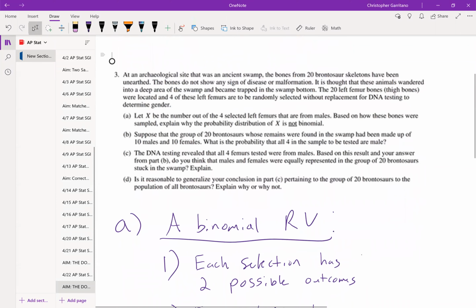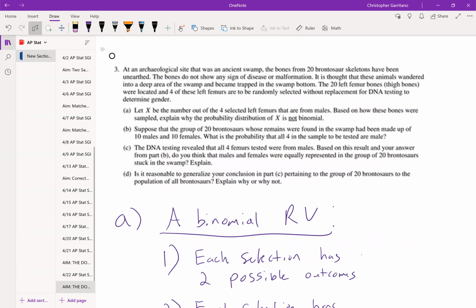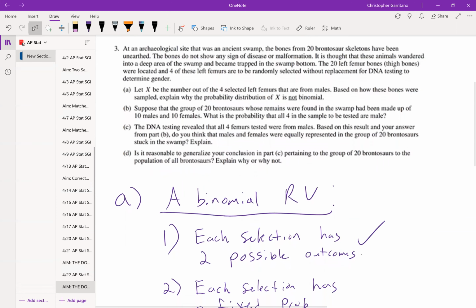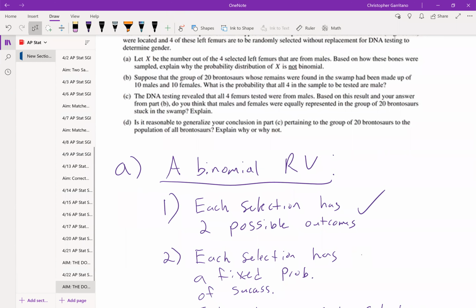So remember, a binomial random variable has basically 3 necessities, 3 conditions. Each selection has to have 2 possible outcomes. And in this case, each selection does have 2 possible outcomes. Either the femur will be from a male or a female. So far so good on the binomial front. Moving forward, each selection has a fixed probability of success. Well, if you think about the probability of a femur being a male or female in a vacuum, like the probability that a brontosaur was a male or a female, I think it's reasonable to assume that there's a 50-50 probability in the overall population I'm speaking of. So yeah, in general, any random brontosaur bone that you encounter has a 50% chance of being male. So I would say fixed probability of success checks out.